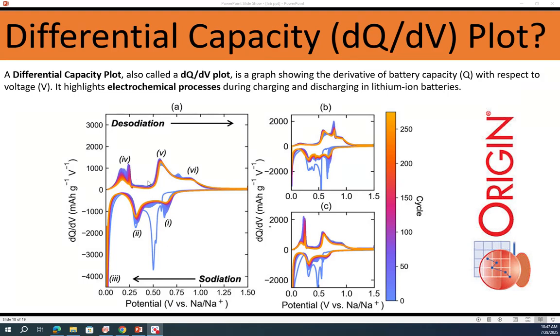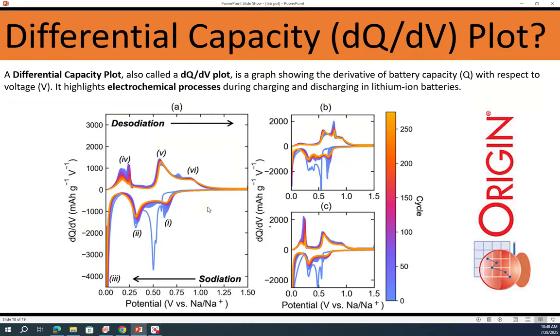So there are many peaks, or it can be one peak, which highlights the electrochemical process during the charging and discharging process in lithium or sodium ion batteries. Here the graph is for the sodium ion batteries.